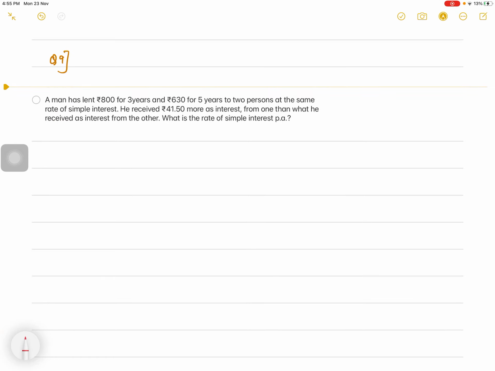Doesn't make any difference. Okay, let's solve the next question. A man has lent rupees 800 for 3 years and 630 for 5 years to two persons at the same rate of simple interest. So R is the same in both cases. He received 41.50 more as interest from one than what he received as interest from the other. What is the rate of simple interest per annum? Even this kind of problem we have solved before. Please pause the video, try to solve it yourself, and then check the answer.